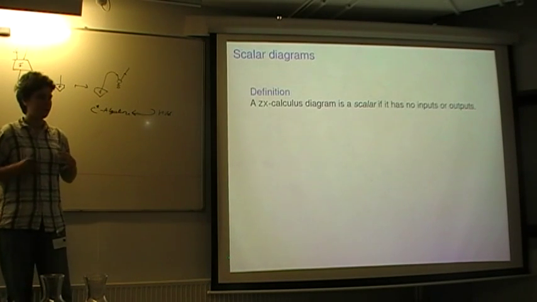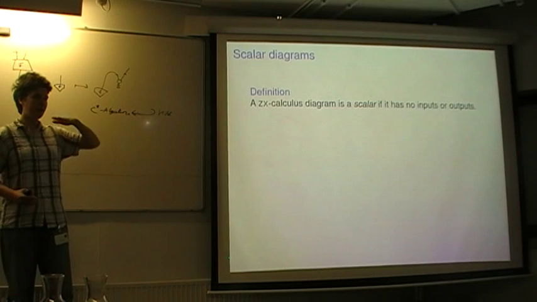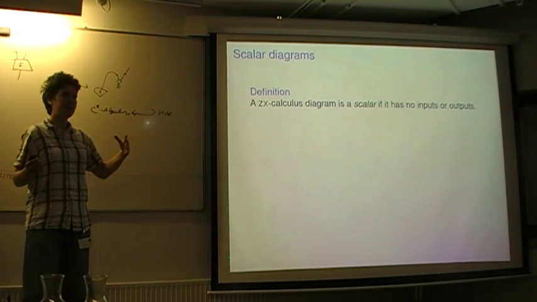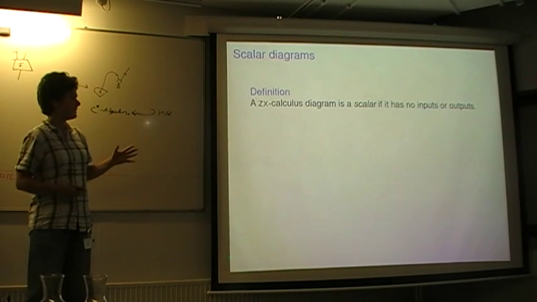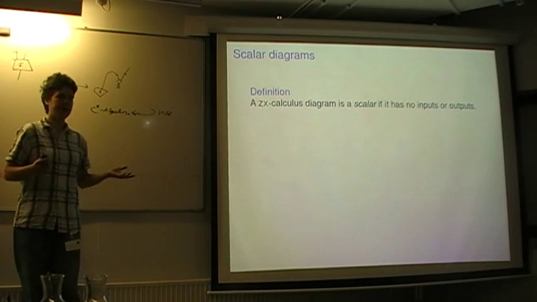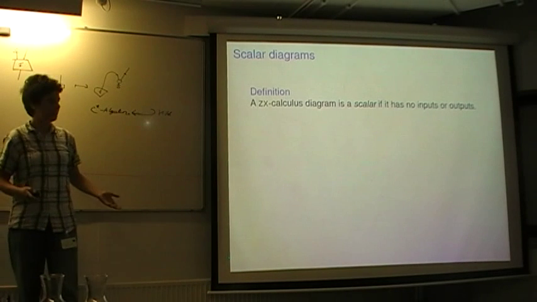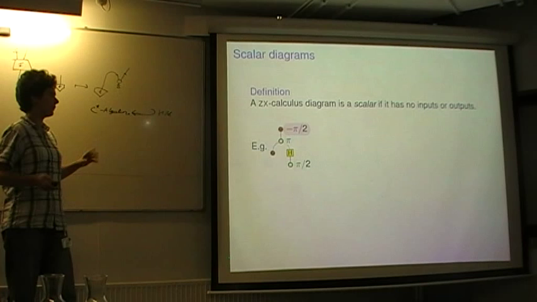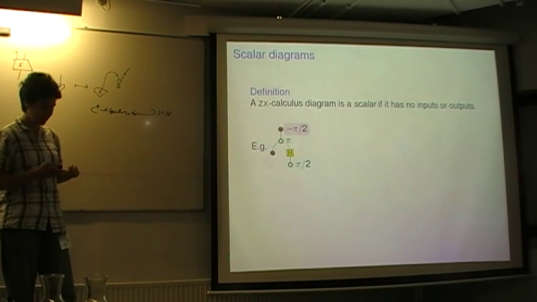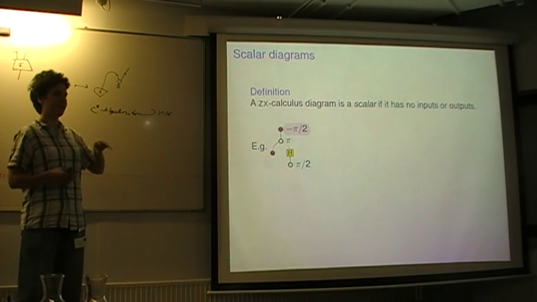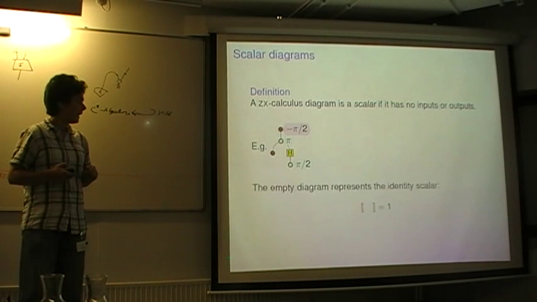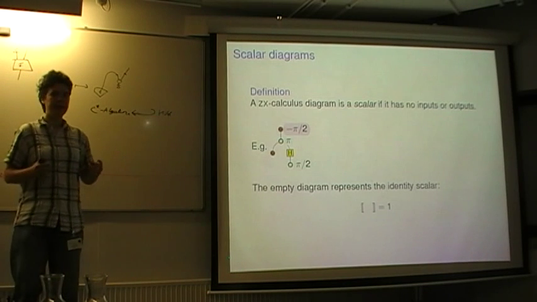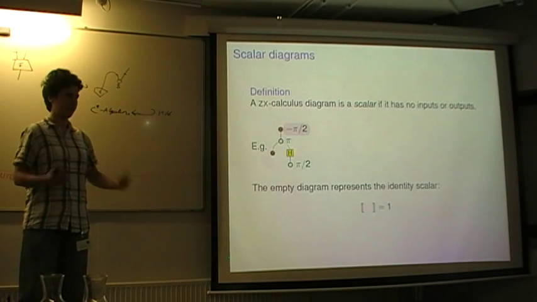And there are certain types of specific ZX calculus diagrams. So a diagram that doesn't have any inputs is a state. A diagram that doesn't have any outputs is an effect. And here we're specifically interested in scalar diagrams, that are diagrams that don't have inputs or outputs. So they can be as complicated as you like. They can consist of lots of nodes connected up together, like in this case. They could also just be a single spider with no inputs or outputs. And there's also another very simple scalar diagram, namely the empty diagram, and that just represents the identity scalar, so the number 1.